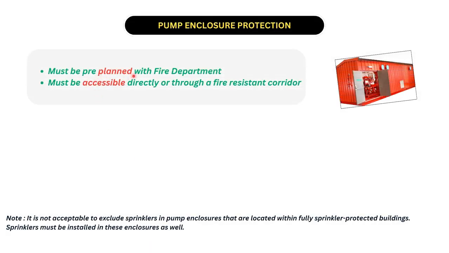Pump enclosures must be pre-planned with the fire department, or else they must be accessible directly or through a fire resistant corridor. Here we have mentioned a note. It is not acceptable to exclude sprinklers in pump enclosures that are located within fully sprinkler protected buildings. Sprinklers must be installed in these enclosures as well. For example, if your pump room is inside a building which already has a sprinkler system throughout the entire building, then this pump room also has to be protected with the sprinkler system.